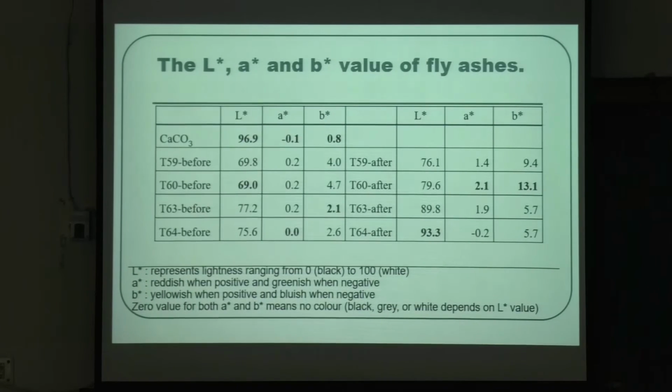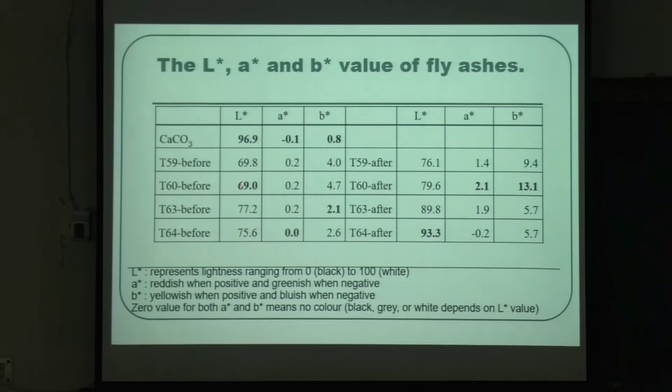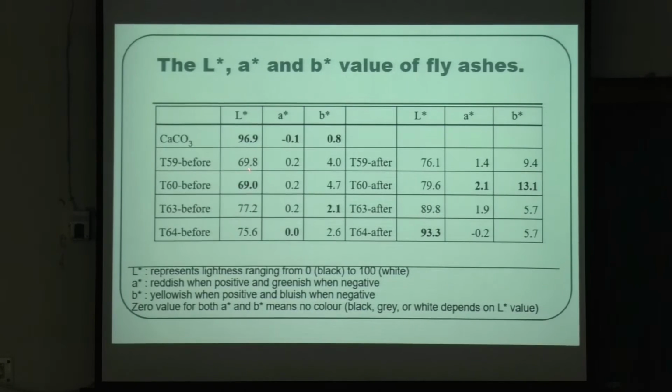This table is also very useful. Here L star represents lightness ranging from 0, black, to 100, white. All of these for fly ash are at least about 70 to 75% white, going from 69.8 up. So their deviation from calcium carbonate is about 30% of that value. All right.